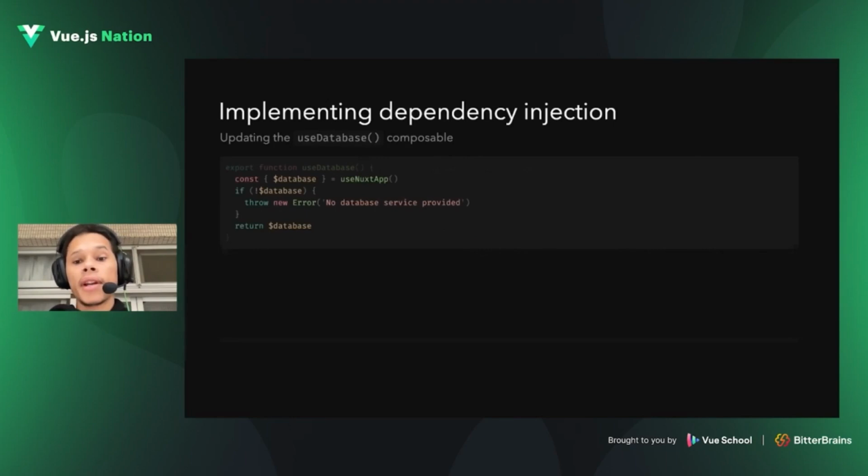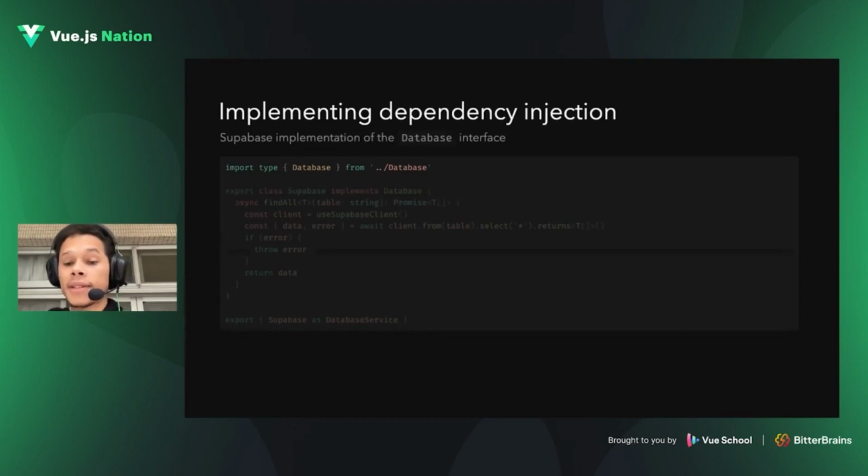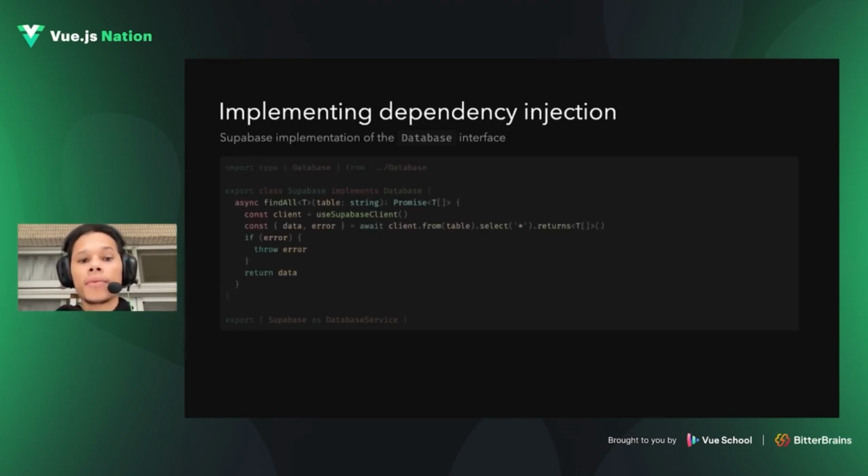And now our use database function becomes a simple wrapper around the injected service. And we are able to move the code responsible for implementing Supabase to a dedicated file, right? So this class will implement our database interface, and will implement the find all method that is actually using Supabase, but now that's contained in here. We have a dedicated class for this implementation, and it's not leaking in the use database function.